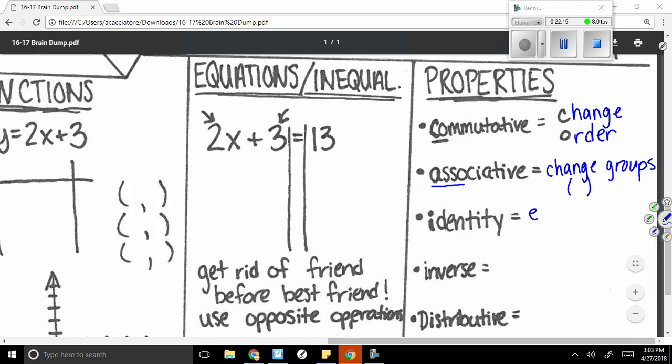Identity is where we end up with the same number. So either you are going to be adding 0 or multiplying by 1. Inverse, another word for inverse, is the opposite. So if you have a fraction like 2/3, the inverse is 3/2. If you have a negative number like -2, you can use a positive 2 as the inverse.